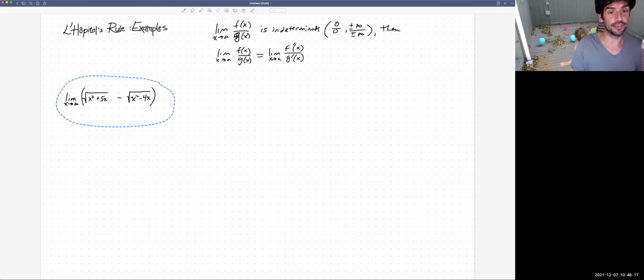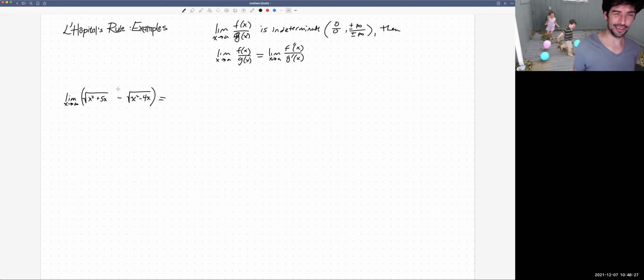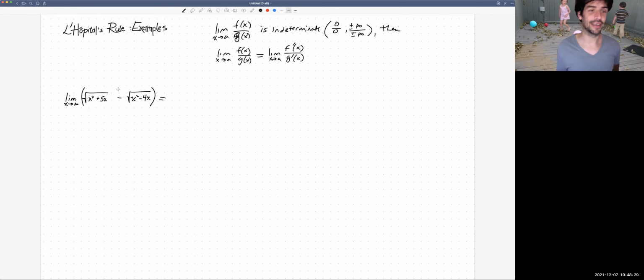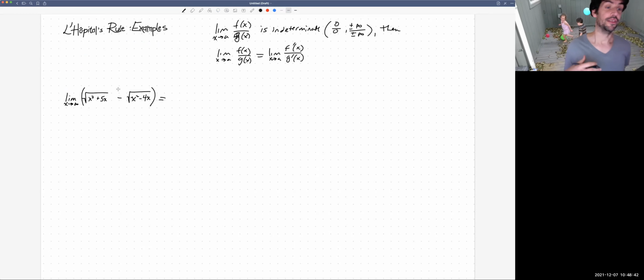So let's start with this example, okay? So the first thing to note is, if you look at these limits, the thing in the square root, when x gets really big, is about x, as is the other thing in the square root, right? The 5x and the minus 4x don't really do much when you've got a billion. A billion squared is much bigger than 5 billion. A billion squared is much bigger than 4 billion, right?